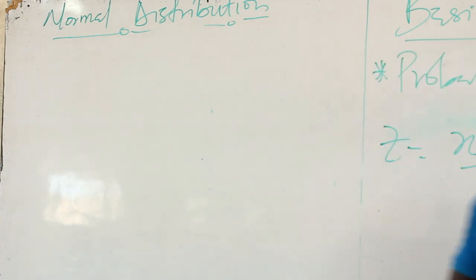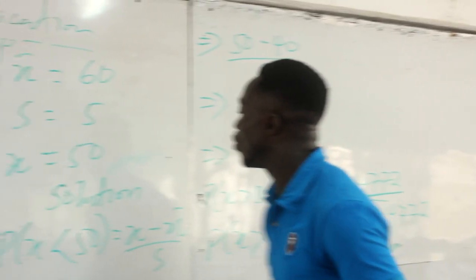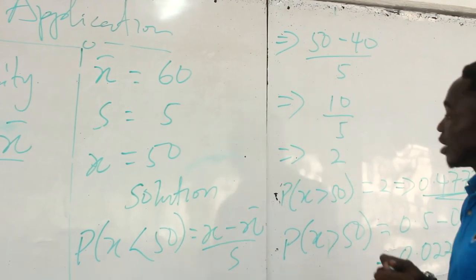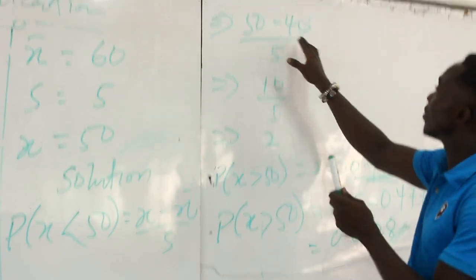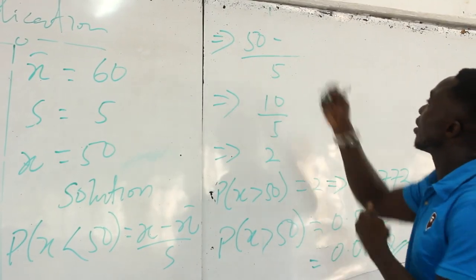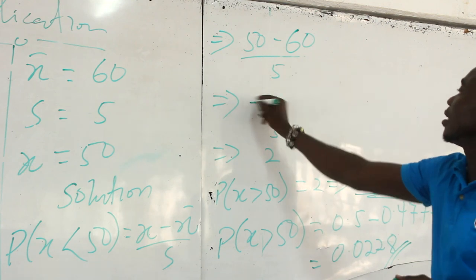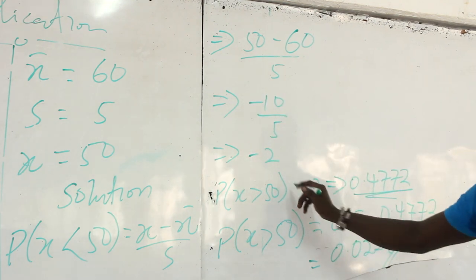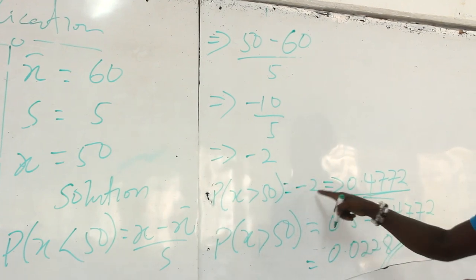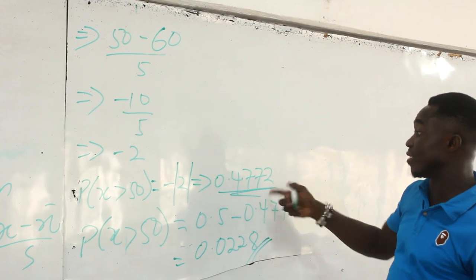And I'm going to say, about how many students have the score below 50. So you are changing this to below 50. Okay. Change it to below 50. Now when we solve, this is 50, then this becomes what? 60. This is at 60. So you still maintain negative, so you get negative 2. Now even if you get negative 2, you still leave the positive aspect and you get 0.4772.